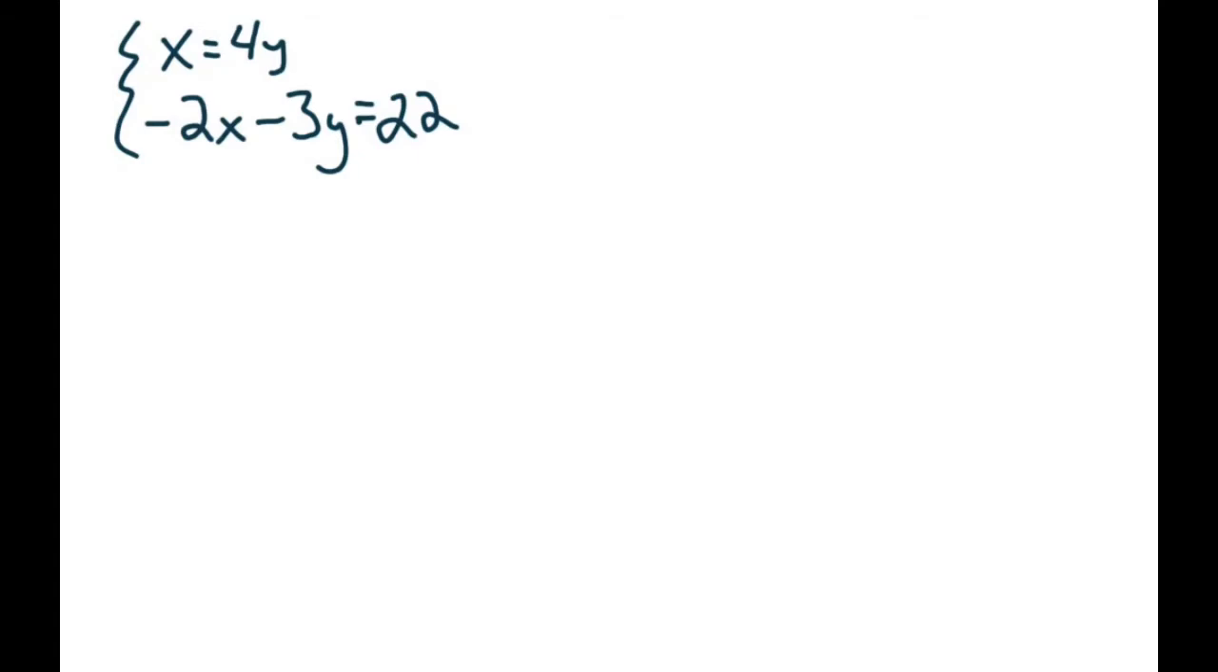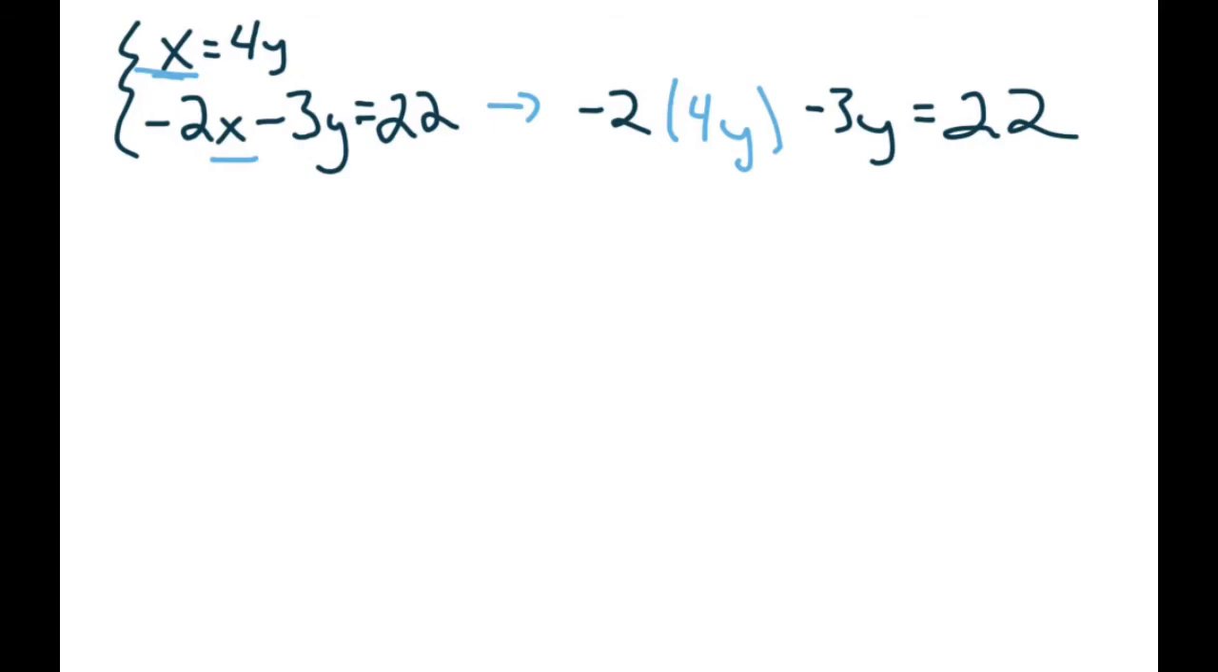Okay, so here's another one. This time I have x equals 4y, and then we also have negative 2x minus 3y equals 22. You can see here x is already by itself in the first equation, and we know it has to be 4y. So let's use it in the second equation. Every time we see an x, we're going to put in a 4y. So we have negative 2 times, what was x? It's 4y. Then we have minus 3y, and equals 22, so that part stayed the same. I want you now to finish this one out, and when you're done, resume the video.